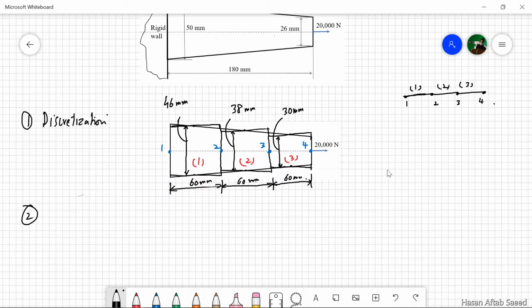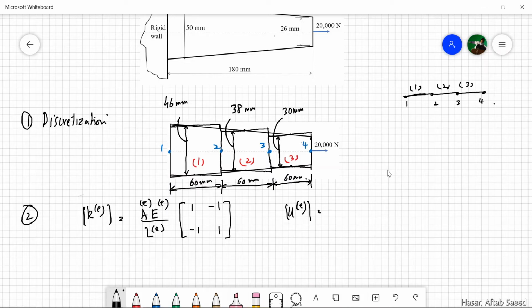So if you recall, the K for an element for this kind of problem is A, E. This E means that element, because we have elements of different areas. So just add E here, and U for an element we called UI, UJ, and F was FI, FJ.